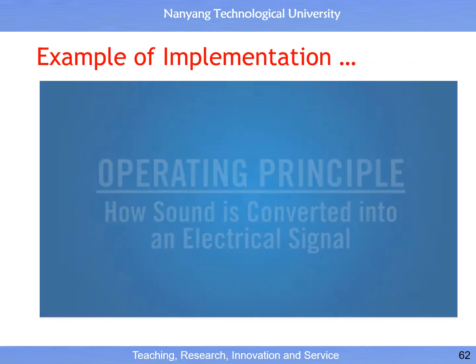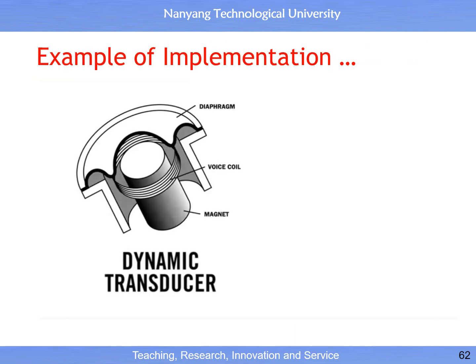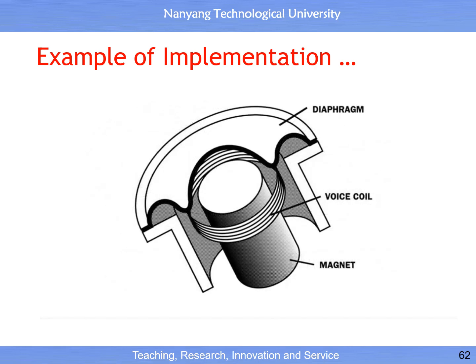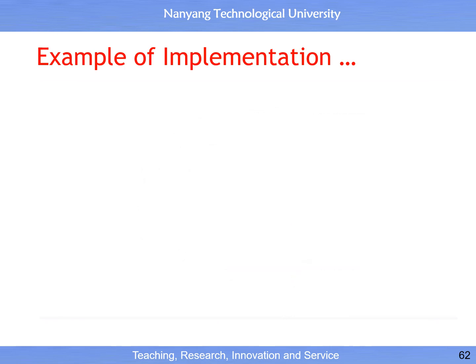The most common transducer types are dynamic and condenser. In a dynamic microphone, sound waves strike a thin plastic diaphragm and cause it to vibrate. A coil of wire attached to the back of the diaphragm vibrates along with it. As the coil moves back and forth, it passes through a magnetic field created by a magnet, which generates an electrical signal that corresponds to the sound.